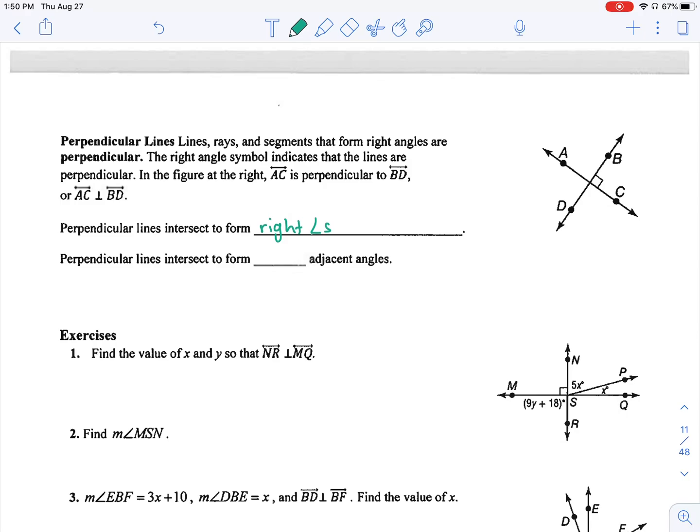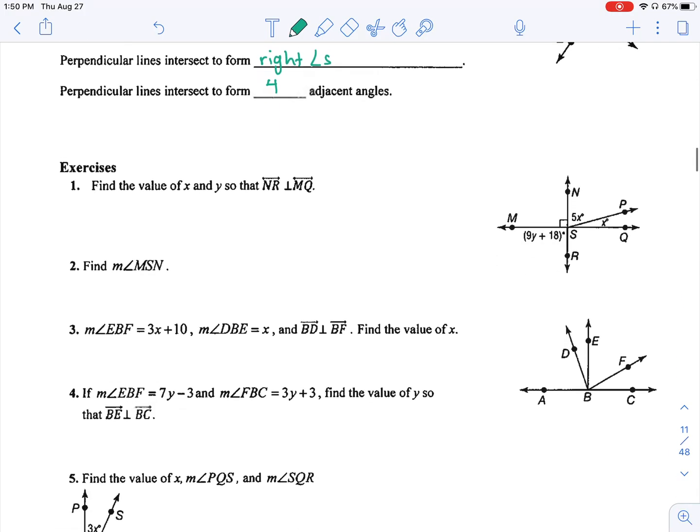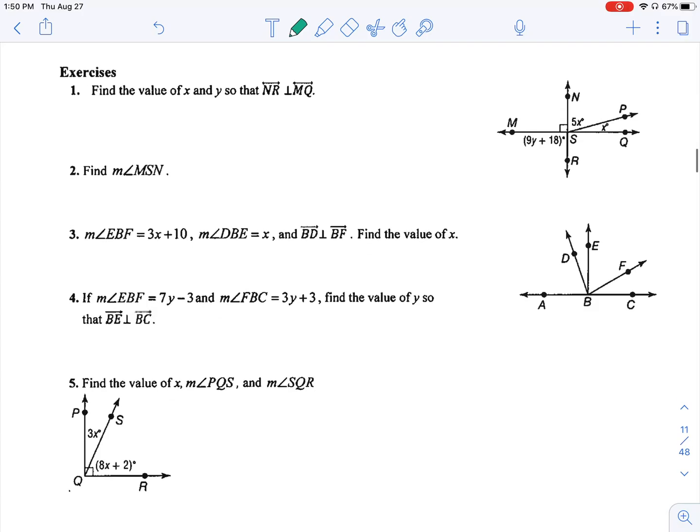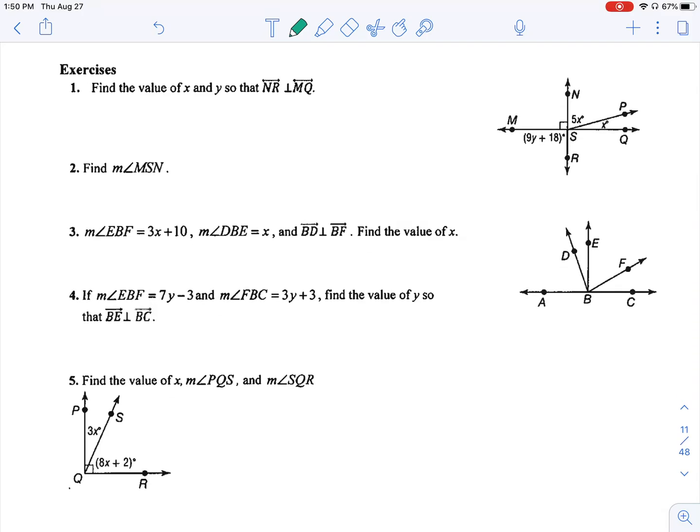Specifically, when they intersect, how many adjacent angles do they form? Well, they form one here, two here, three here, and four here. So I'll do that again. One set here, two set here, three set here, and four set here. So four adjacent angles.